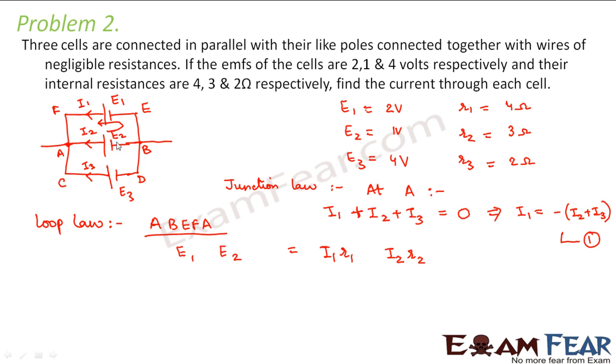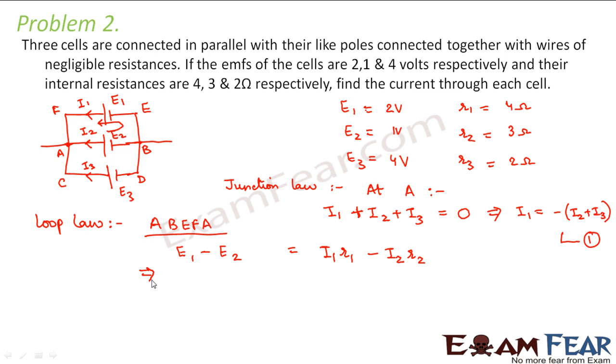And what will be the direction for E2? E2 leaves at the negative terminal, so E2 will be negative. What about I1, R1? Here also this is my assumed direction and I1 is in the same direction, so this will be positive. What about I2, R2? This is my assumed direction but I2 flows in this direction, so this will be negative.